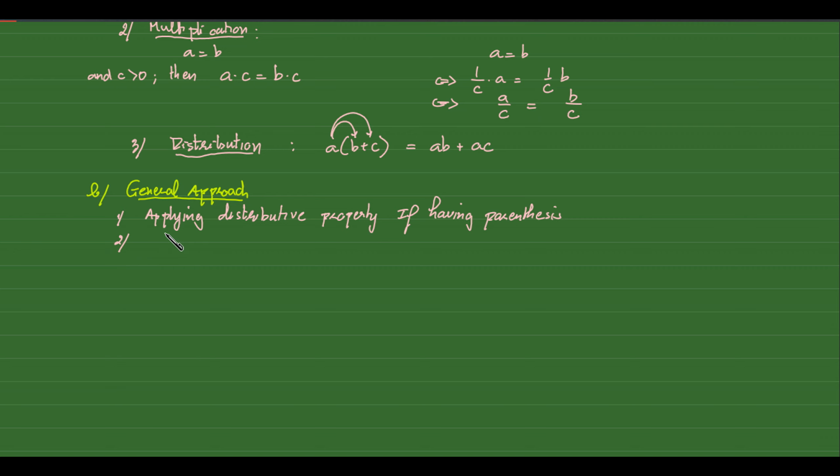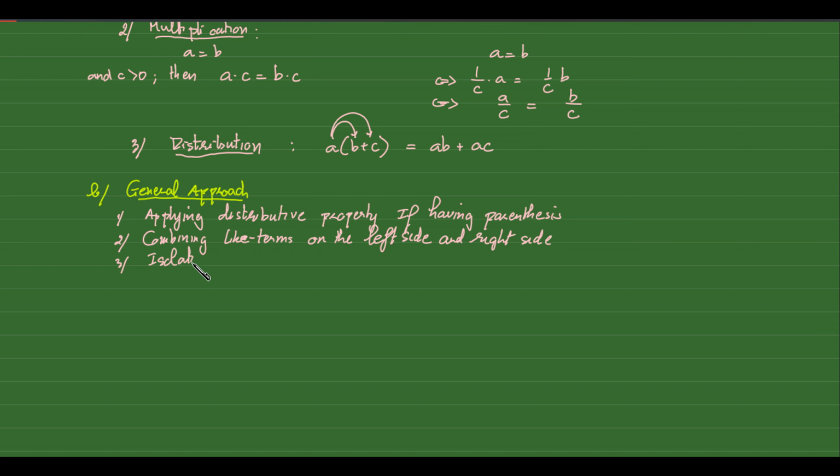The second step is combining like terms on the left side and the right side of the equation. If you have on the left side 2x and 3x, then you combine them and it becomes 5x. Now, step number 3 is isolating the variable term.